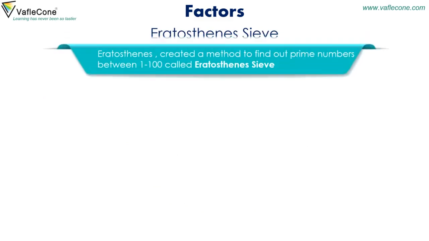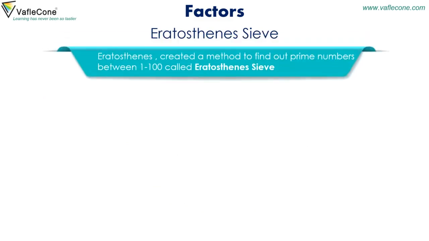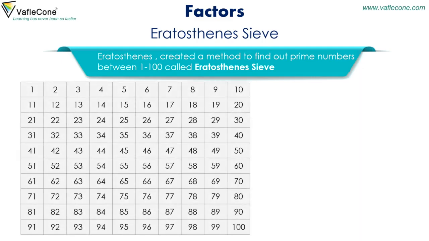Eratosthenes sieve. Eratosthenes created a method to find prime numbers between 1 and 100, called the Eratosthenes sieve. Write numbers 1 to 100 in a grid, and 1 is highlighted in yellow as all prime numbers are greater than 1. Next is 2, which is a prime number, so we will encircle it and cross all its multiples. Then 3 is a prime number, so we encircle it and cross its multiples.